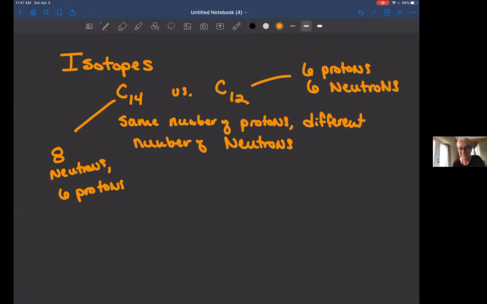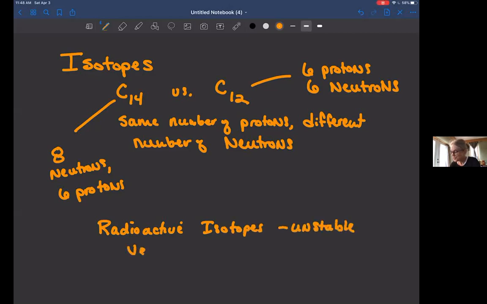Now, why is this important? This is important because in many cases, there is a more stable form of an atom. And in its unstable form, sometimes the atom will emit energy and become radioactive. So radioactive isotopes are unstable versions of an atom.